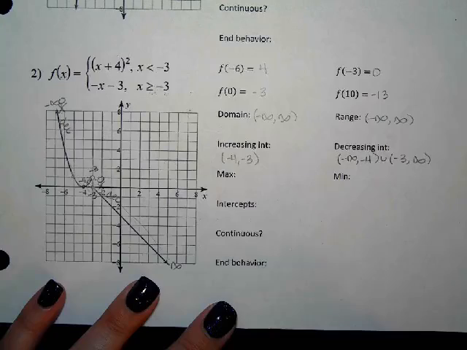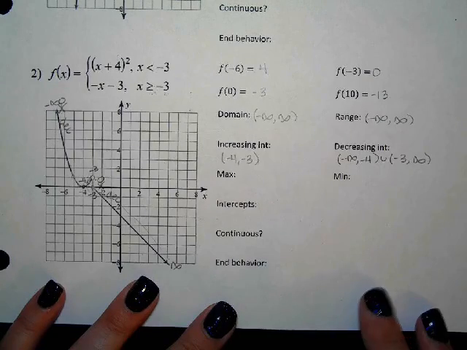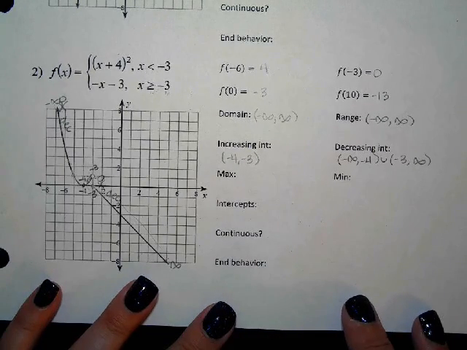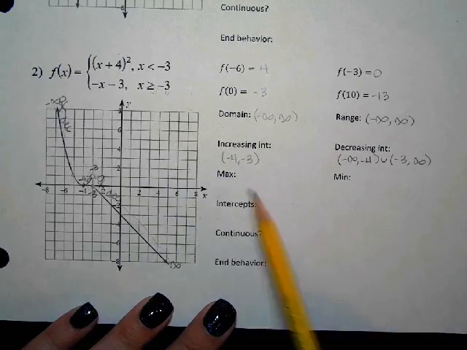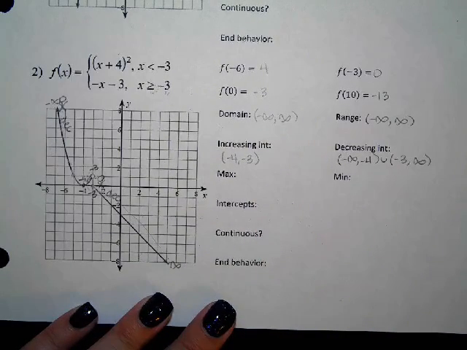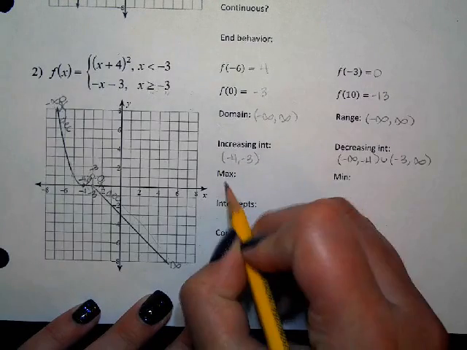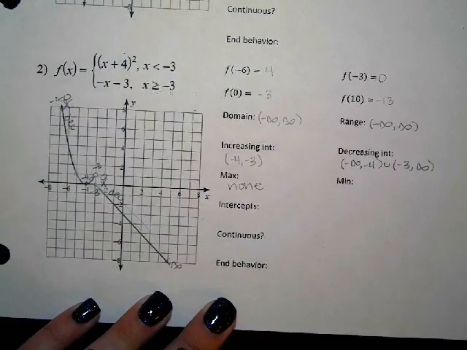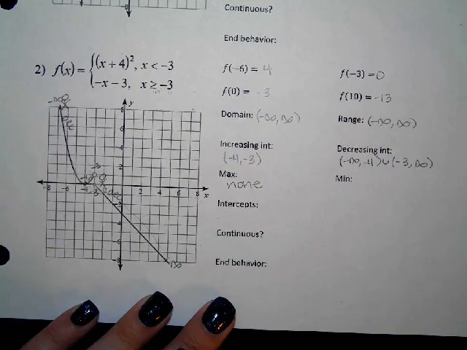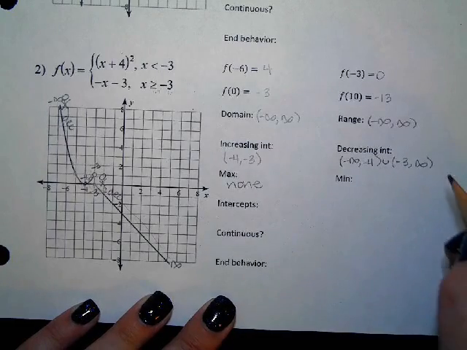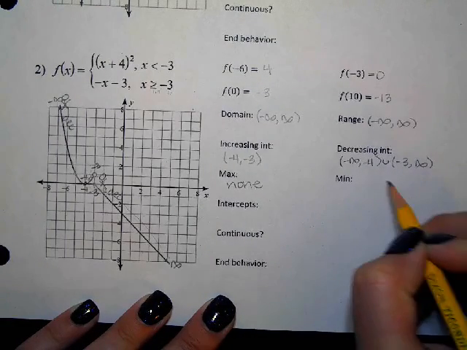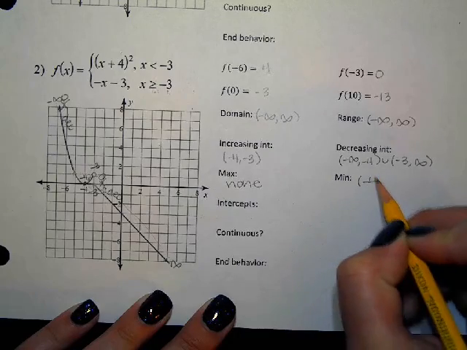Yeah, okay. Max and min, we are looking for mountaintops and valleys. Do we see any mountaintops? No mountaintops. Okay. You will not get marked down if you forget the U. Okay. Do we see any valleys? Yes. What's the valley? -4, 0. We're going to write it like a point. -4, 0. So we got a valley.